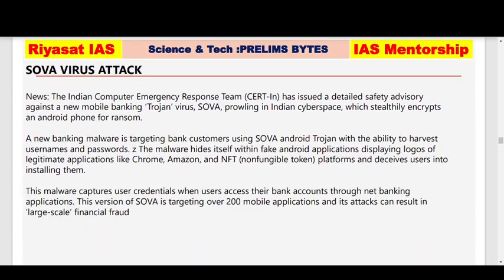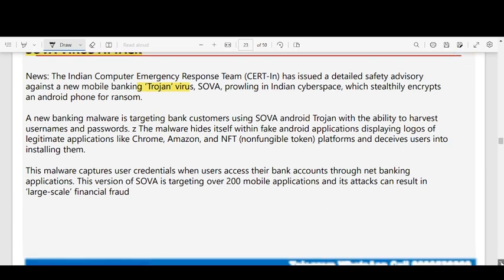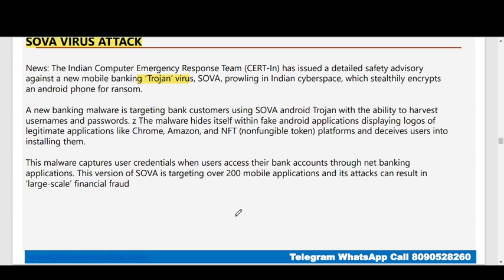Now the next topic, which is also very important, is the SOVA virus attack. Now what is the SOVA virus attack? Basically it's a type of Trojan virus. Trojan means a virus which is tricking you. I am giving you an example. Suppose you are visiting a website and you need to make a payment. Suppose you need to buy a book from Amazon. But what happens? The Trojan virus comes into your Amazon application, and when you are directed to the payment, that payment is directed by the SOVA virus and not by Amazon.